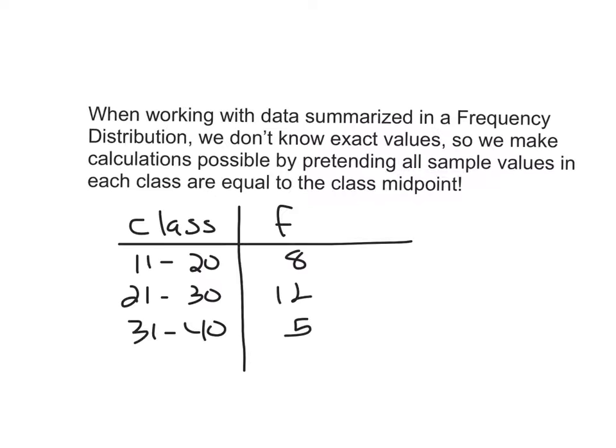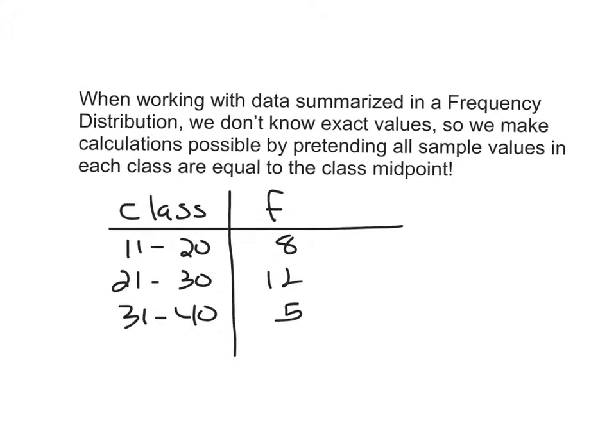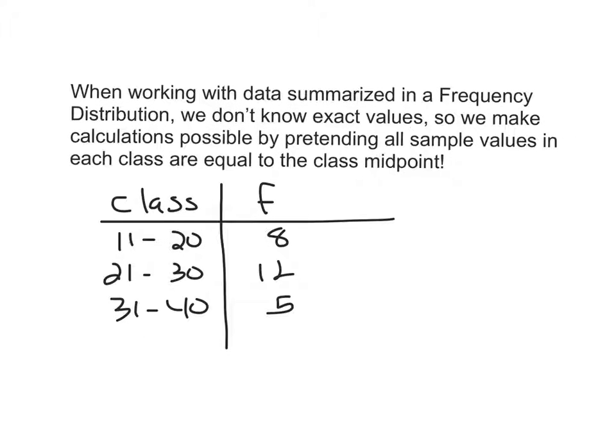into the calculations. All right, when working with summarized data in a frequency distribution, we don't know exact values. I mean, look down here, we don't know exact values. So we make calculations possible by pretending all the sample values in each class are equal to the class midpoint. So, like, I know there are 8 people in this class between 11 and 20. I know there are 12 people in the class between 21 and 30. I know there are 5 people in the class between 31 and 40, but I don't know what the exact numbers are. So what we do is I'm going to say, okay, all 8 of those people are going to be the midpoint of that class.